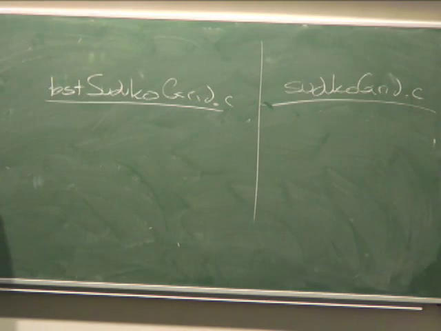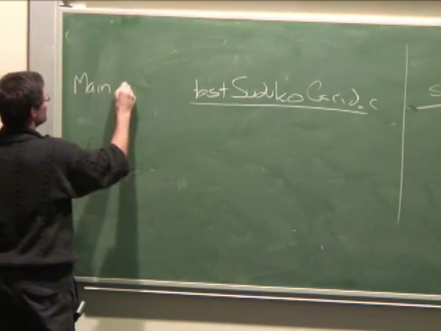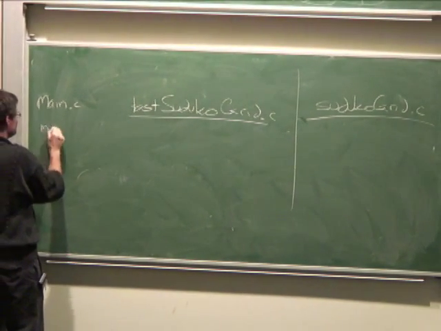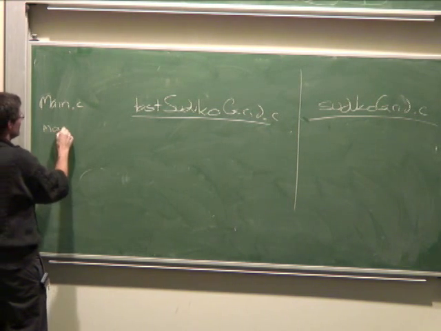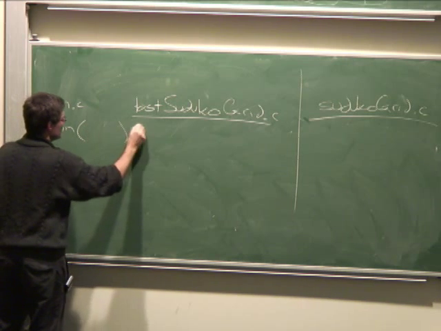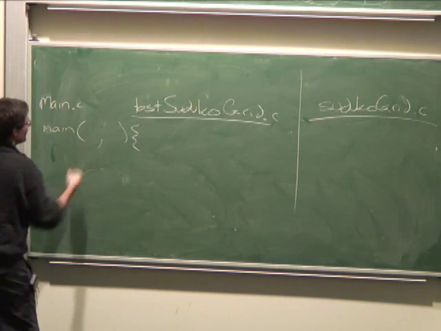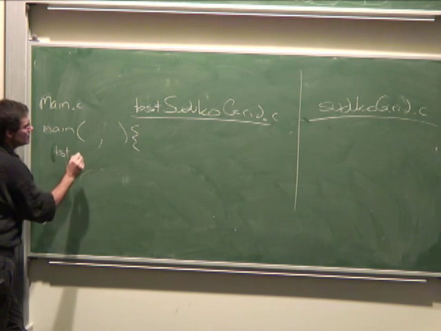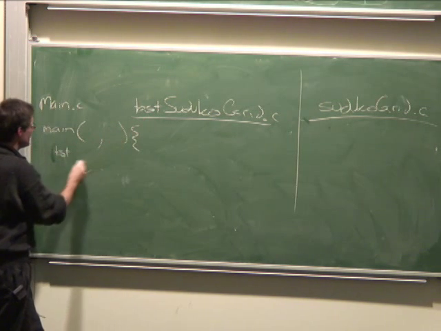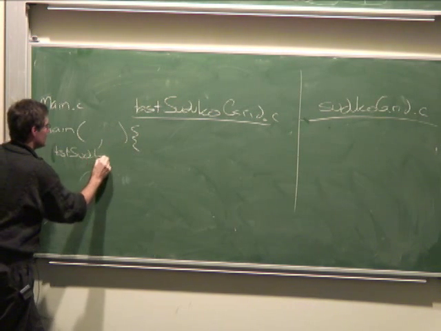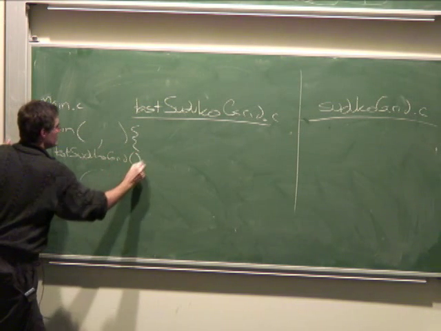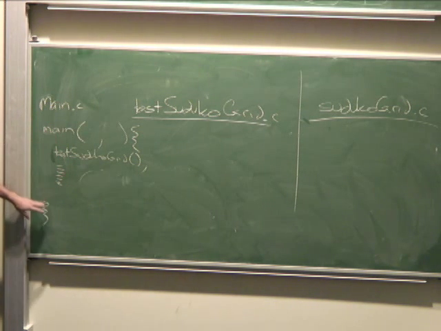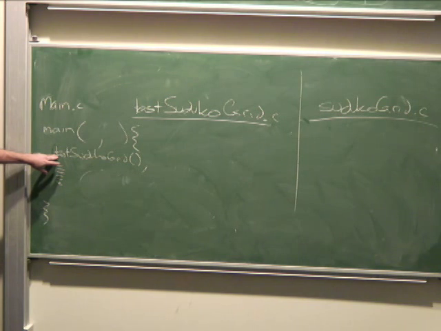So we've got another file somewhere else, which is main.c, and that contains a main function. It doesn't have to be called main.c, but suppose it does. The first thing my main does is it calls the function, which I normally name the same as the file, so it's probably called test Sudoku grid. It calls test Sudoku grid, and then it does whatever it's supposed to do. So whenever I run my program, before it does anything, it runs all the tests.